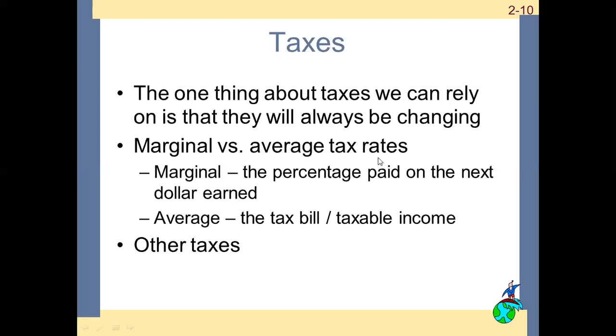We have marginal versus average tax rates. Marginal means the percentage paid on the next dollar earned. Every extra dollar that you earn has a percentage on that extra dollar that will go to the government department for the welfare of the society. So marginal means every additional tax that is paid on every additional dollar earned is known as marginal tax. Average tax, the formula of average tax is the total tax bill divided by total taxable income. Whatever is your taxable income, it will come under the denominator, and the numerator is the tax bill. And we have also other types of taxes, such as progressive taxes, regressive taxes, flat rate taxes. So there are different types of taxes.